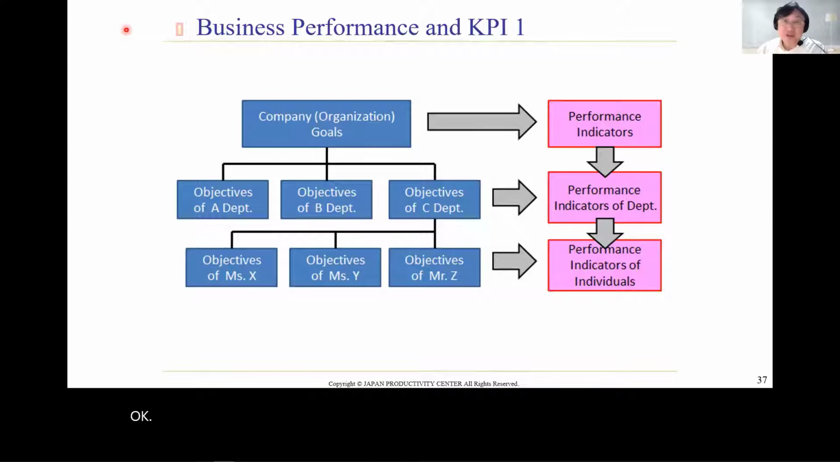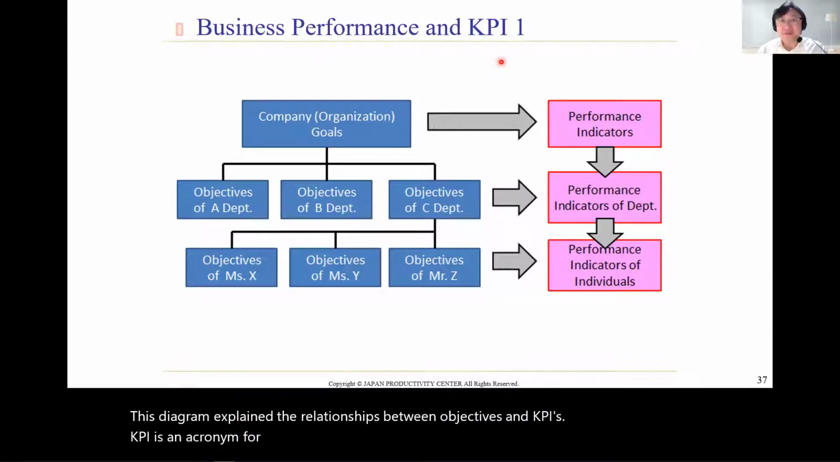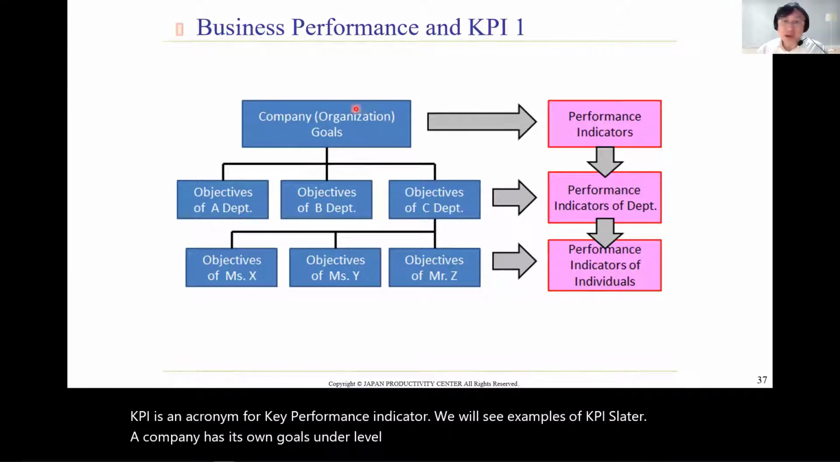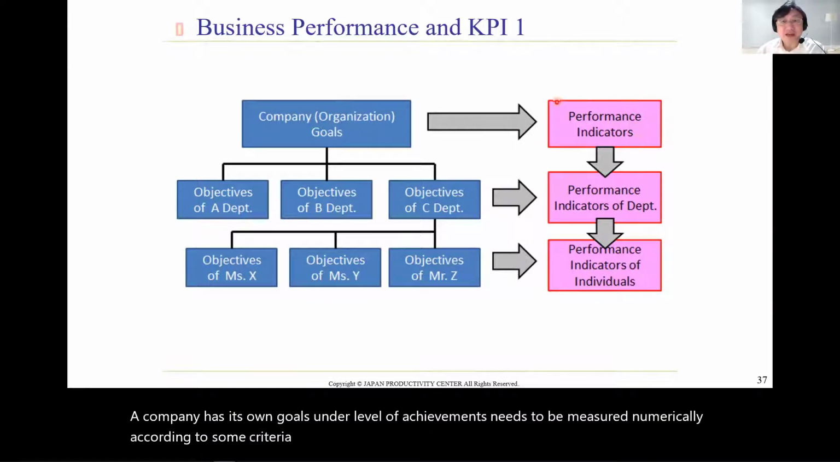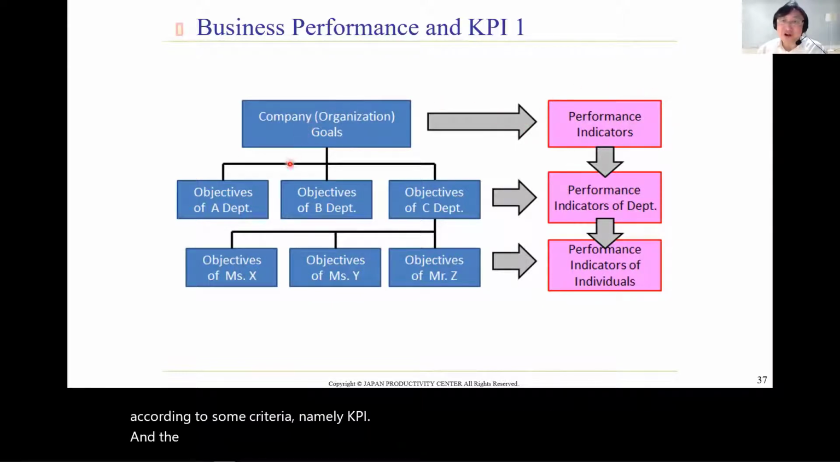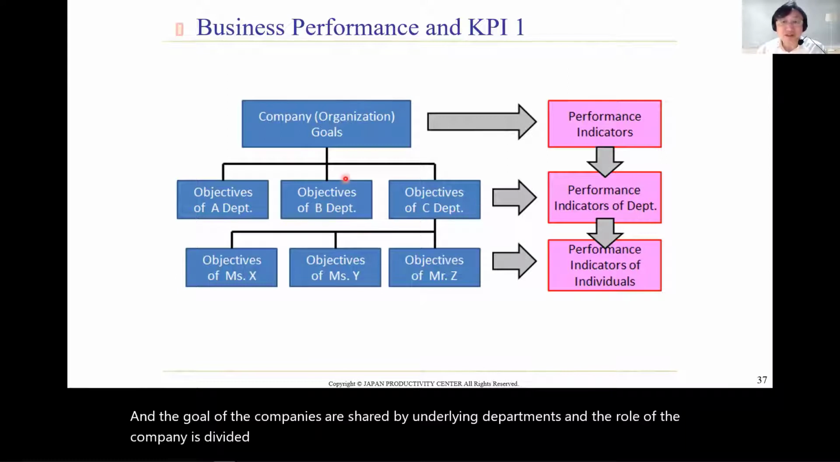This diagram explains the relationships between objectives and KPIs. KPI is an acronym for Key Performance Indicator. We will see examples of KPIs later. A company has its own goals, and the level of the achievements needs to be measured numerically according to some criteria, namely KPI. And the goals of the companies are shared by underlying departments. And the role of the company is divided and handed down to each department.